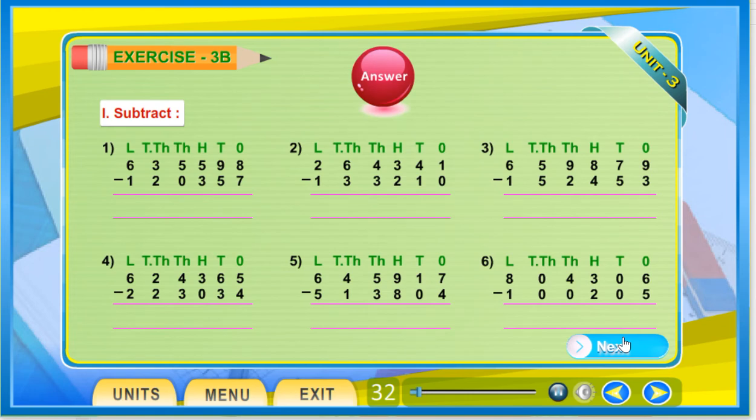Subtraction without borrowing. Exercise 3B. 1. 1. 635598 minus 120357. 2. 264341 minus 133210. 3. 659879 minus 152453. 4. 624365 minus 223034. 5. 645917 minus 513804. 6. 804306 minus 100205.